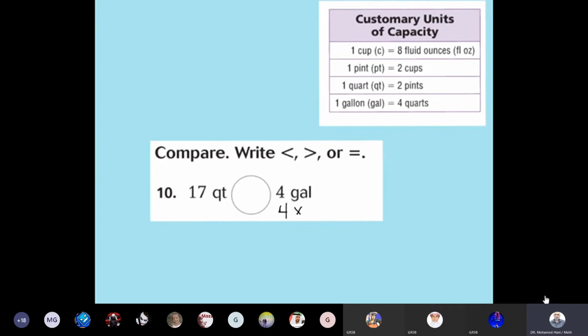4 gallons times 4 quarts would be 16 quarts. And I wrote 16 quarts because, remember, 4 quarts are in 1 gallon. So we'd have 4 gallons. So it'd be 4 plus 4 plus 4 plus 4, which equals 16. So as you can see, 17 quarts is greater than 4 gallons, only by 1 quart.